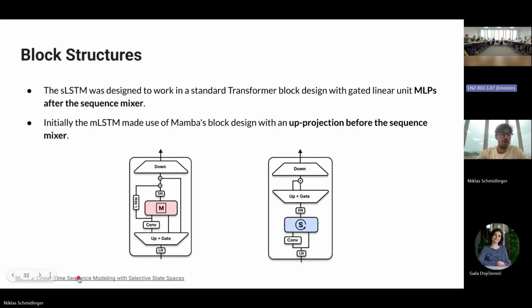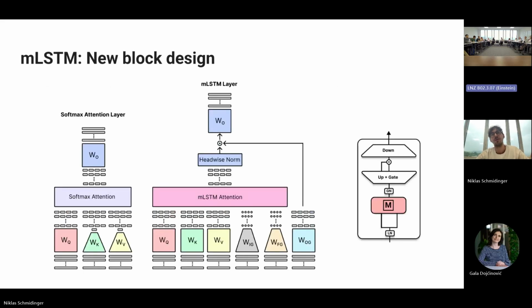So maybe you know Mamba or have heard of it. It's a state space model. This is pretty similar, and this uses this pre-up projection thing. The advantage of this, for example, is that you get a larger dimension in this matrix, so you have a bit more storage capacity. But now, as this was scaled up, the architecture was redesigned a bit. So in a modern mLSTM, you usually also use these post-up projection MLPs.